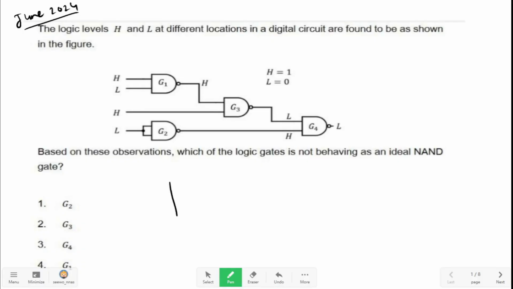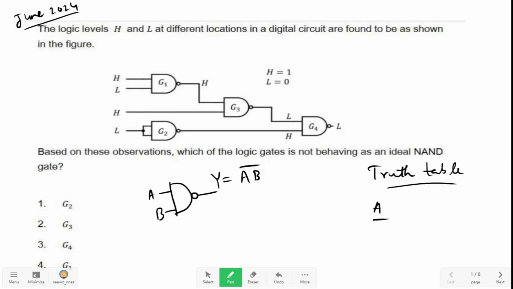So what is a NAND gate? NAND gate symbol is like this. If you give inputs A and B, then you will get output as Y is equal to AB bar. If you draw the truth table for a 2-input NAND gate, then it will be like this. If both the inputs are high, then the output will be low. In all the other cases, you have output equal to high, because output is AB bar.